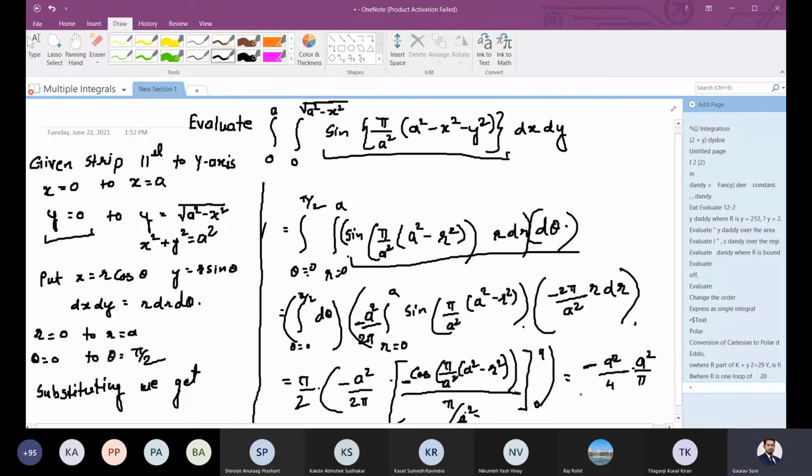Is there something wrong? Okay, I think some calculation mistake. So the final answer is a square by 2. I can verify this later. I've done somewhere this. Fine. I'll go to the next example.